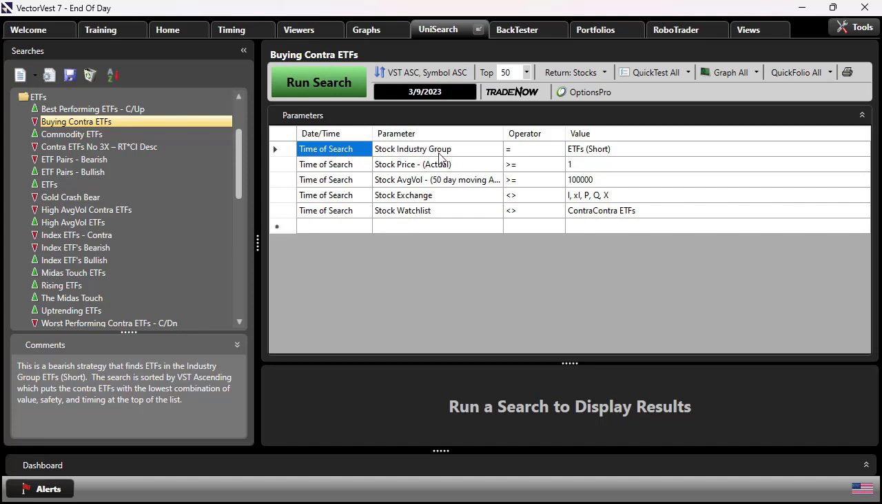We see the search doing that. We have a filter that says, let's make sure that the stocks that the Unisearch finds are in the ETF short industry group. They have a price of at least a dollar and at least 100,000 shares of average volume. So those concerns we were looking at in the watch list, the Unisearch is going to make sure that we're in the right industry group and that we have minimal price and volume requirements to make these candidates.